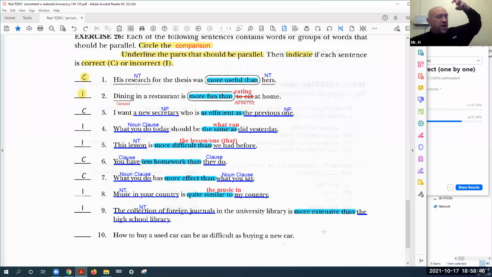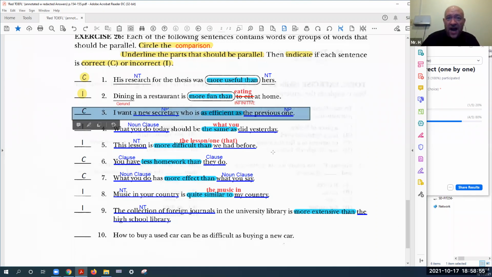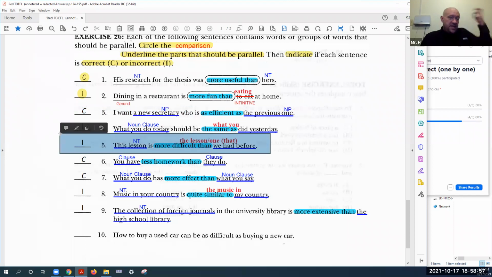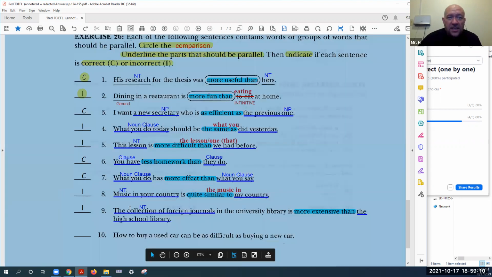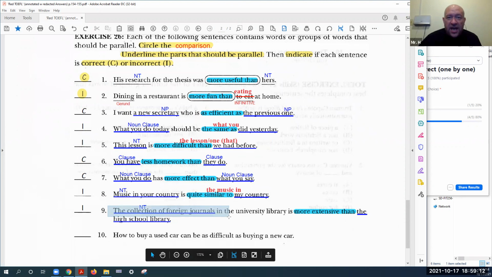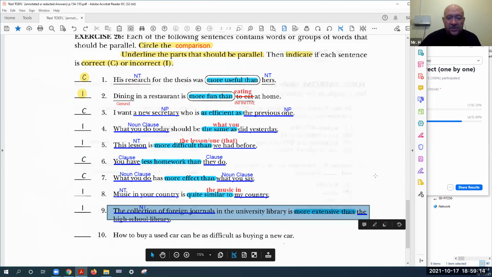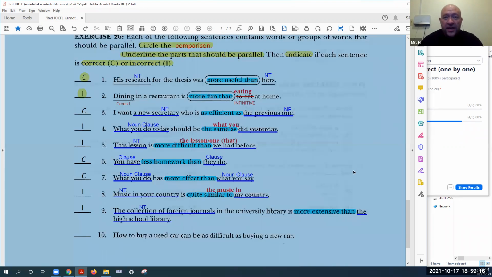So you want to compare this secretary to this secretary in number 3. And number 5, you want to compare this lesson to this lesson in number 5. Number 8, we're comparing this music to this music. And then finally, here we want this collection and another collection. Understand? If you have to pray, guys, it's no problem.